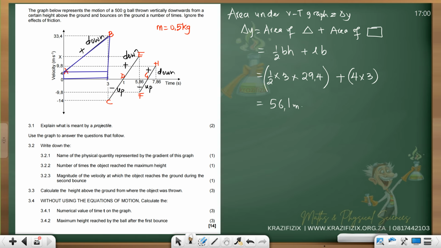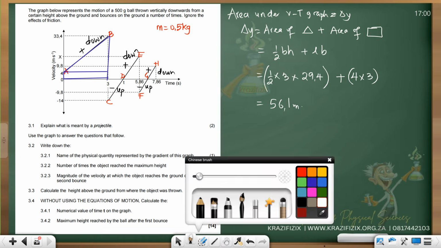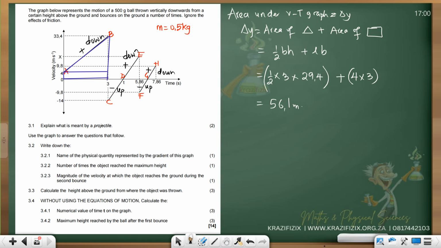It's just the midpoint of 3 and what? 5,8. But be careful. No, it's fine. Midpoint is fine. Okay, 3.4.1. Because I told you it's a perfect parabola. So t will be what? 3 plus 5,86 divided by 2. What's your answer? 4,43. Yeah.